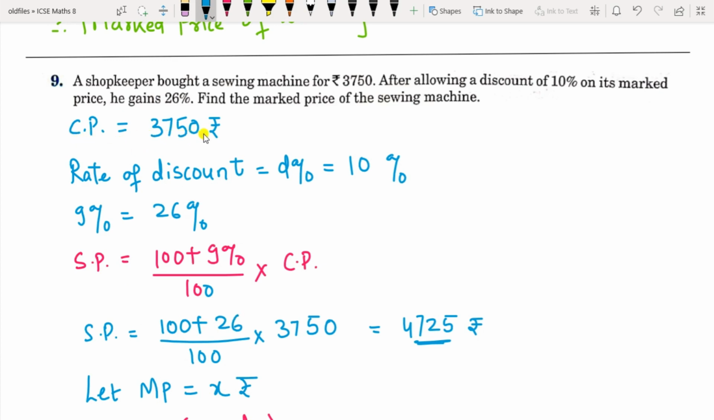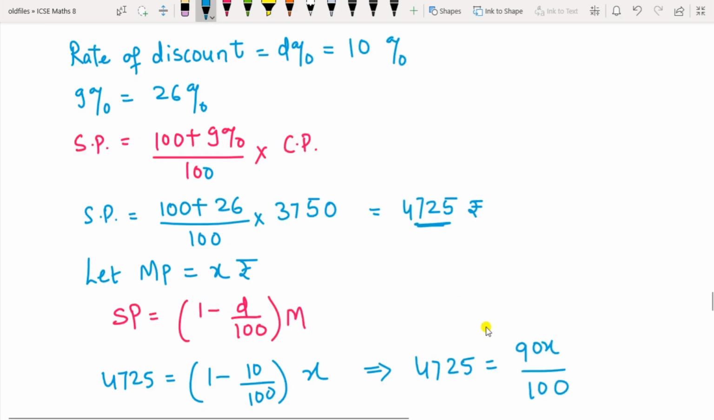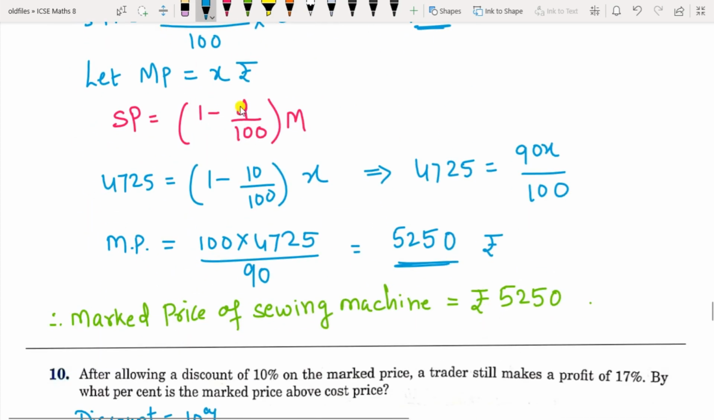So CP equal to 3750. D percent is 10, gain percent is 26%. So from CP and G percent find SP, that is 4725 rupees. That is the selling price of the sewing machine. Let MP be X now. So SP equal to 1 minus D upon 100 into MP, that is mark price.